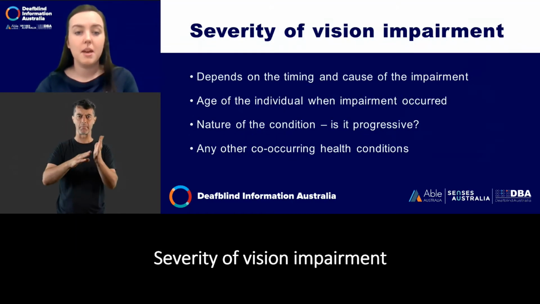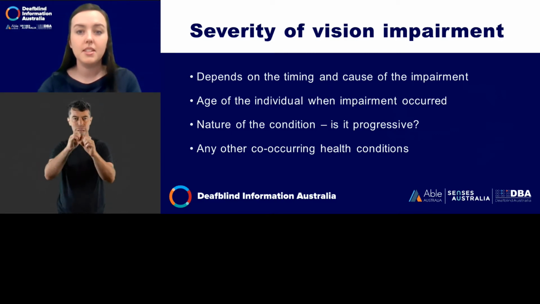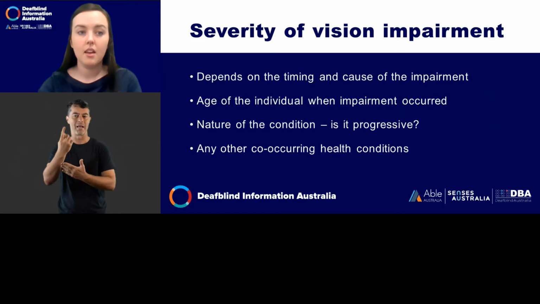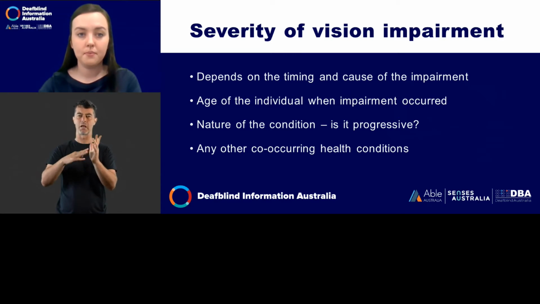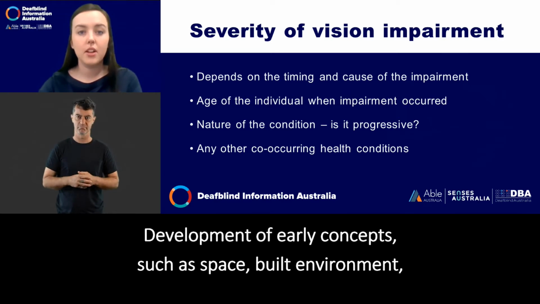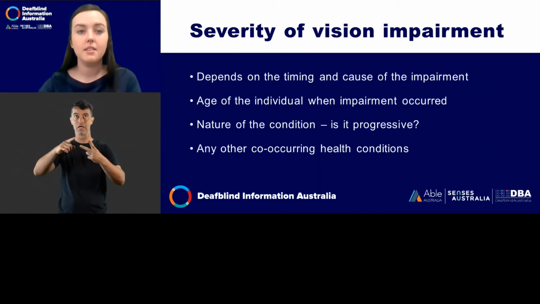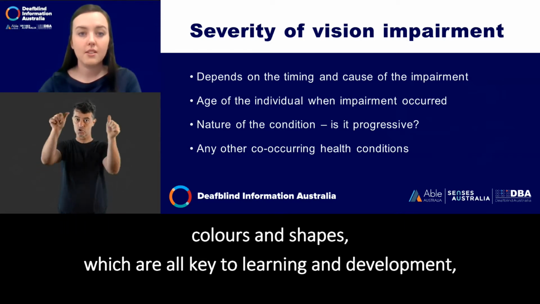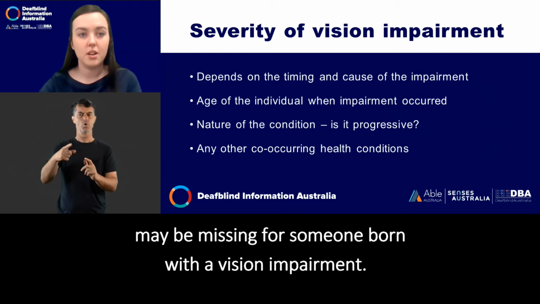Severity of vision impairment. The severity of an individual's vision impairment depends on the timing and cause of the impairment. The age of the individual at the time when the impairment occurred will alter the outcome. Development of early concepts such as space, built environment, colours, and shapes, which are all key to learning and development, may be missing for someone born with a vision impairment.